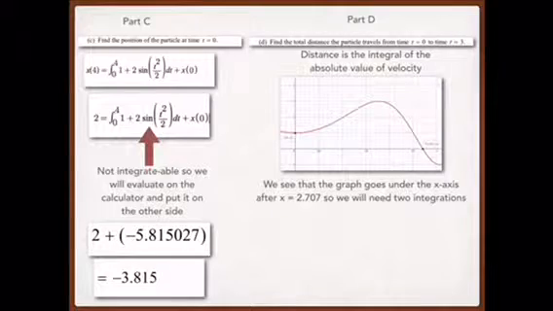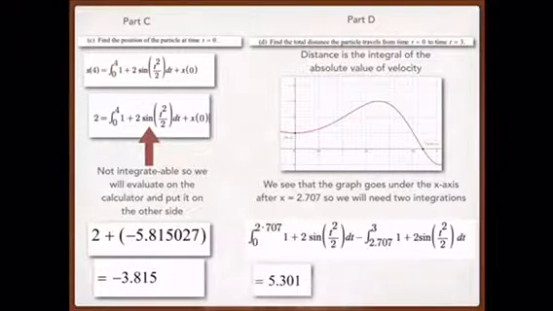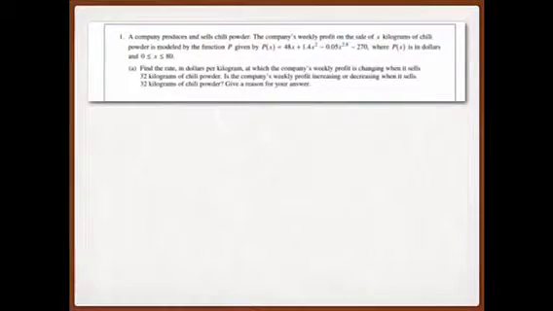So we would have to do two integrations. An integration from 0 to 2.707 minus the integration from 2.707 to 3 of the function. And we will get a final answer of 5.301.